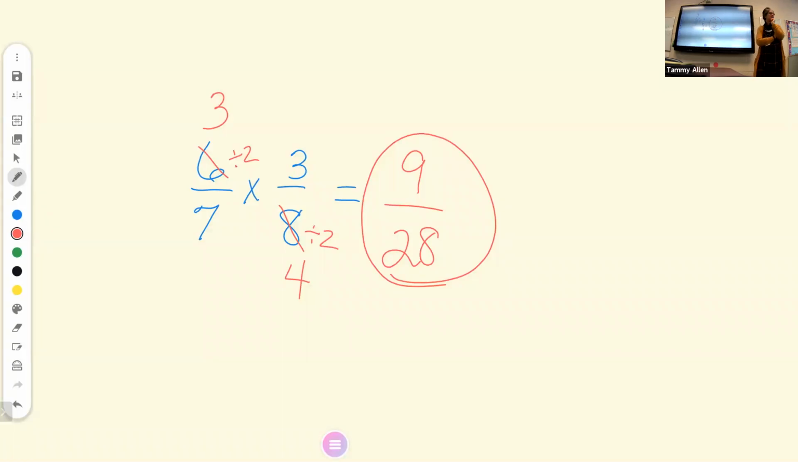Does it make sense or doesn't it? Do you understand that when we reduce, we're dividing by like 3/3? So it has to come from a numerator and a denominator? Okay? All right.